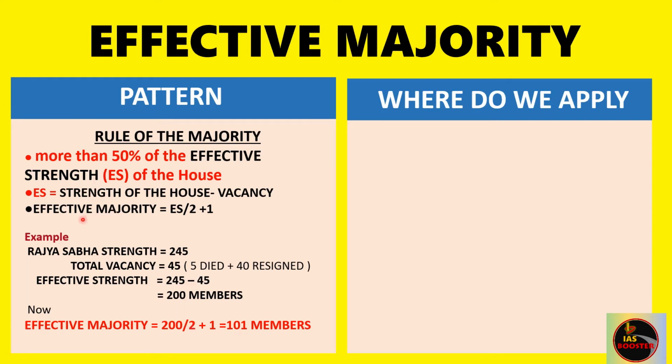Now, as per the formula of the effective majority, half of the effective strength plus 1. Half of 200 is 100, plus 1 means 101. If we have 101 members, based on this example, then you can go for effective majority. Means while passing a bill, if there is a requirement for effective majority and you have 101 as per the example here, then you can go for effective majority. You can take this tool into use. That's what I'm saying.